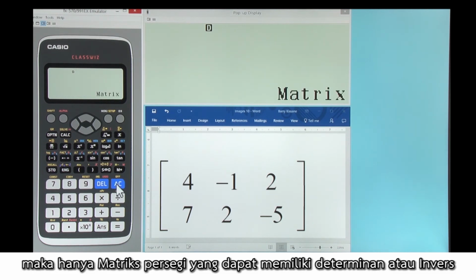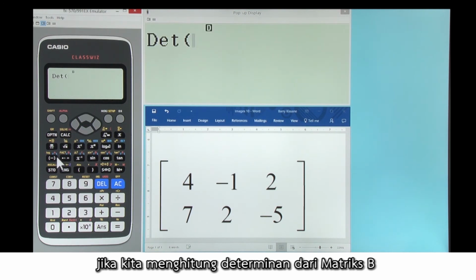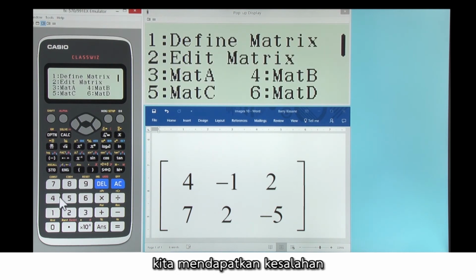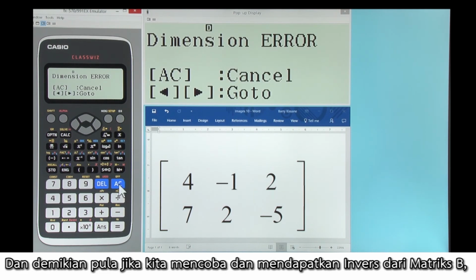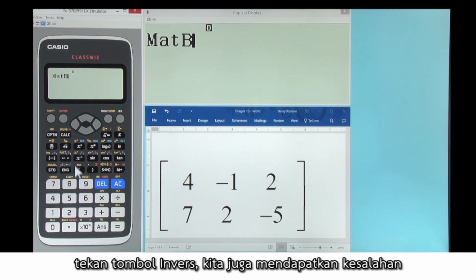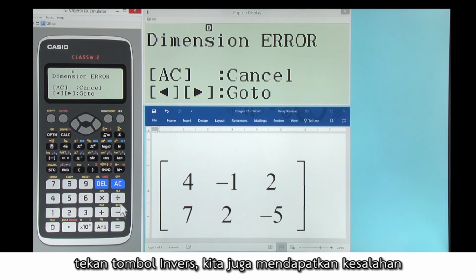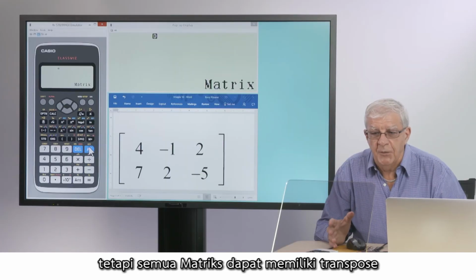Also, only square matrices can have a determinant or an inverse. So if we get the determinant of matrix B, we'll see that, again, we have an error. And similarly, if we try and get the inverse of matrix B, with the inverse key, we also get an error. But all matrices can have a transpose.